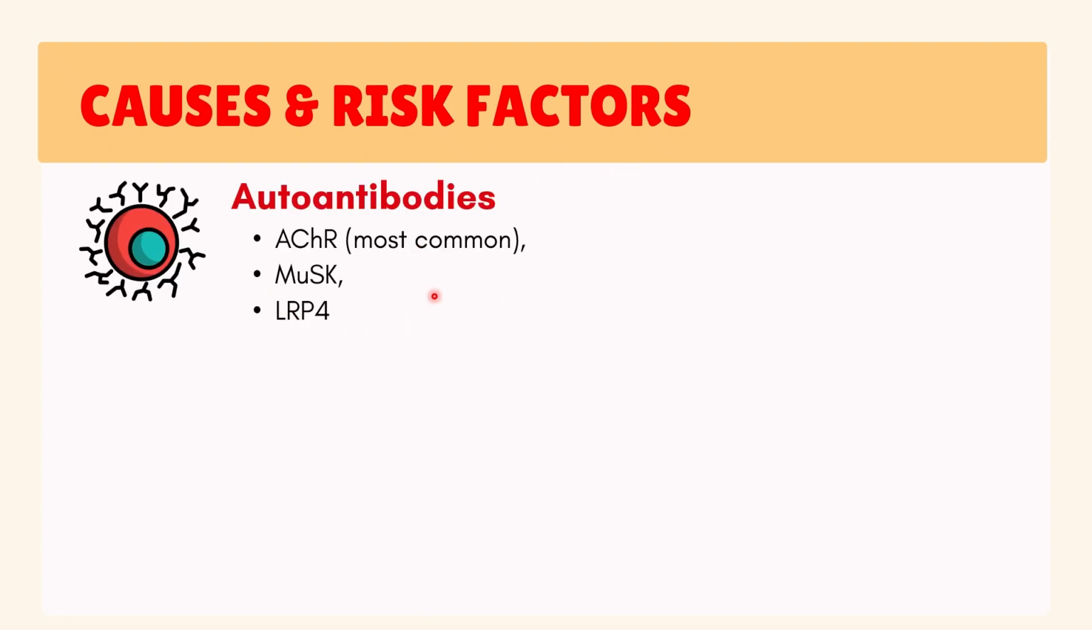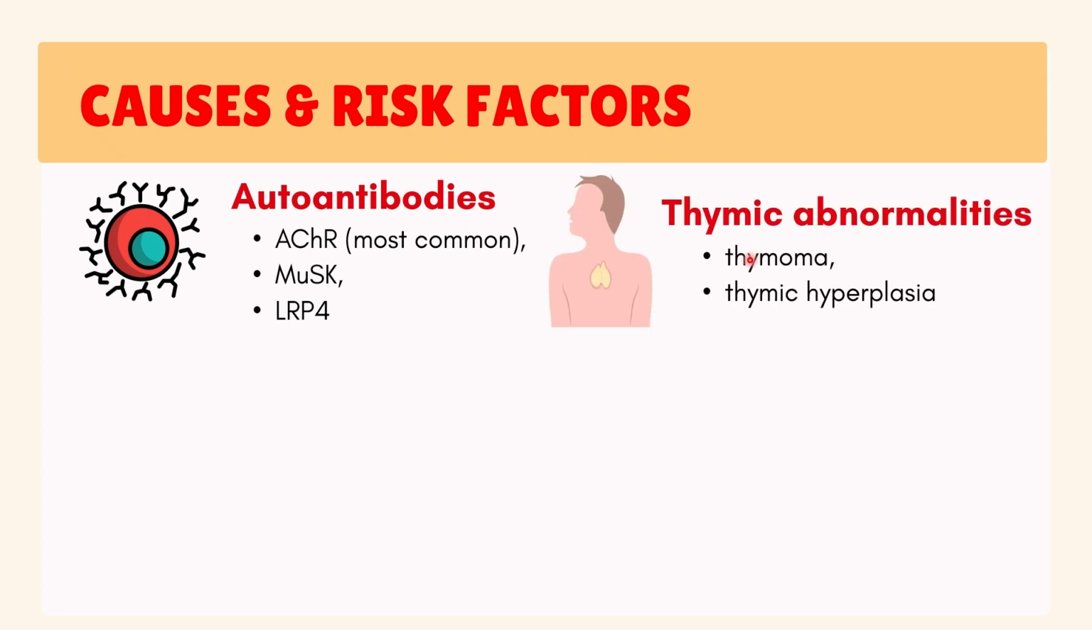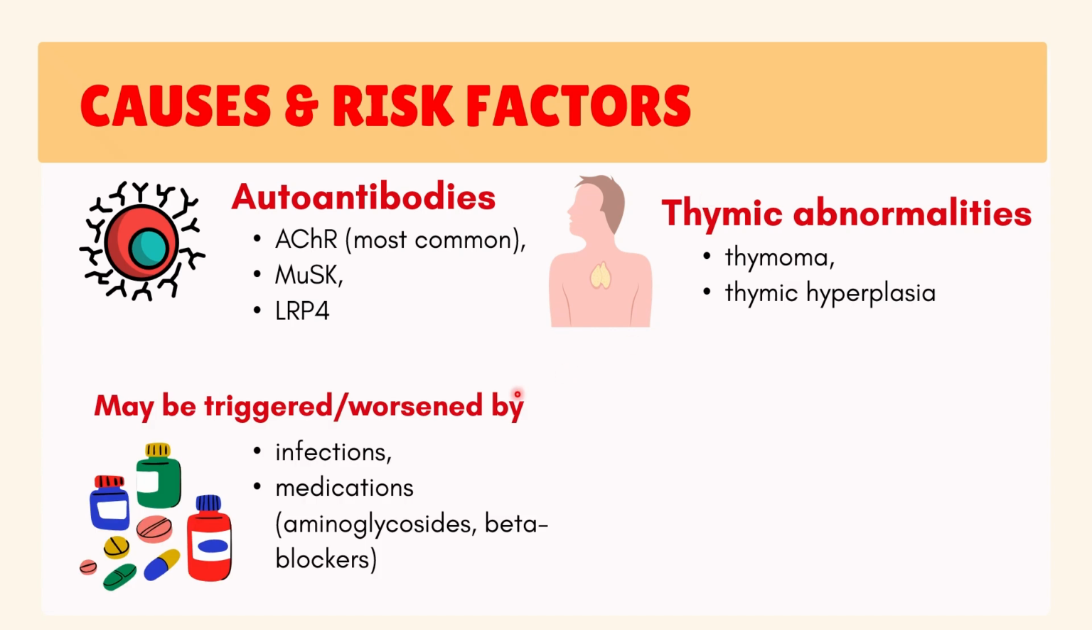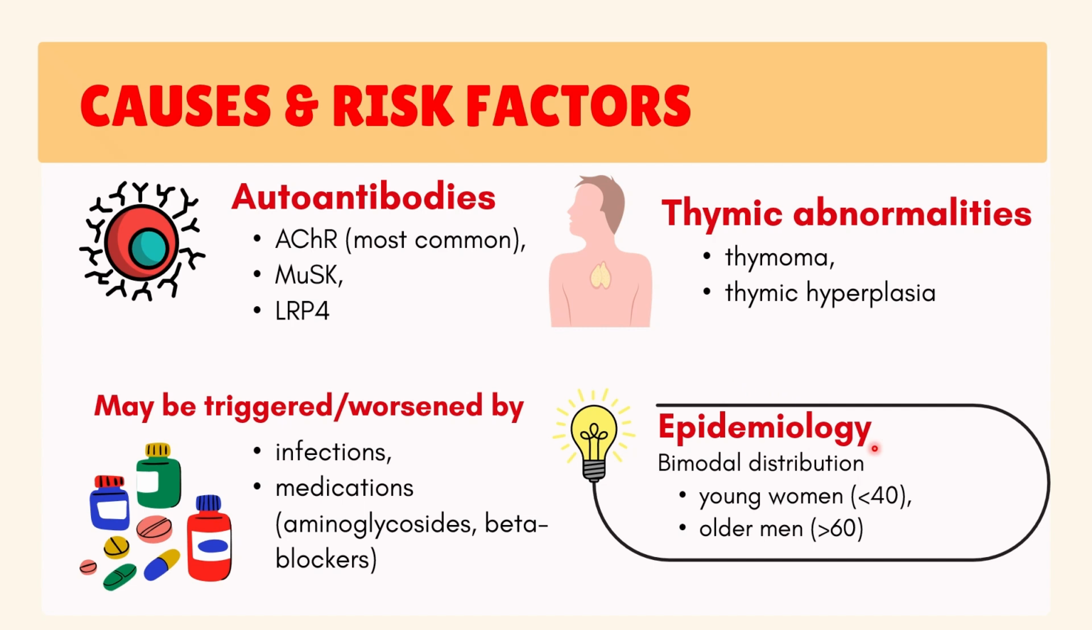The cause is autoimmune. The majority of patients have antibodies against acetylcholine receptors, like I have explained in the previous slide. Others may have MuSK or LRP4 antibodies. Myasthenia gravis is also associated with abnormalities of the thymus gland in our body, such as thymic hyperplasia or thymoma. Symptoms can be worsened or triggered by infections or starting medications such as aminoglycoside antibiotics or beta blockers. Myasthenia gravis follows a bimodal age distribution, often affecting young women under 40 and older men over 60.